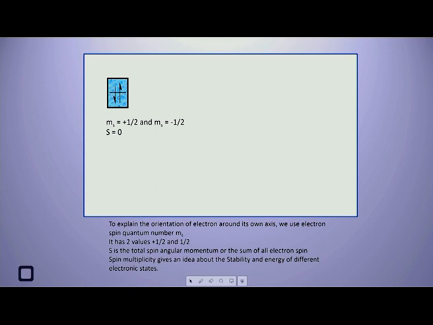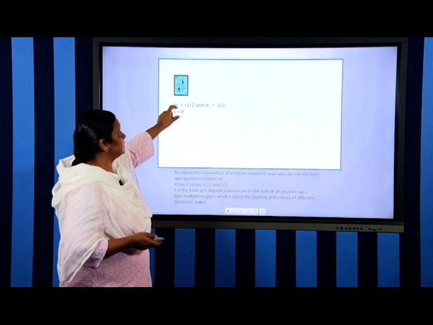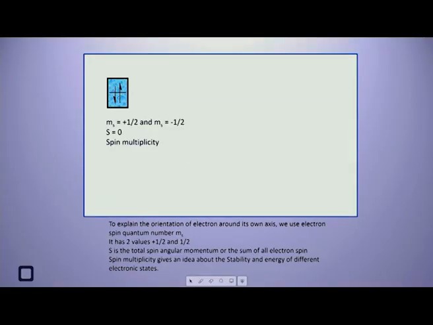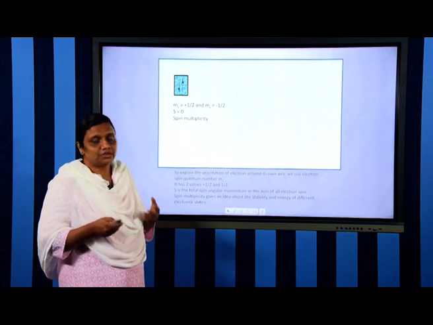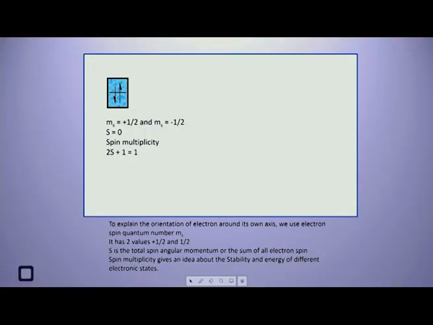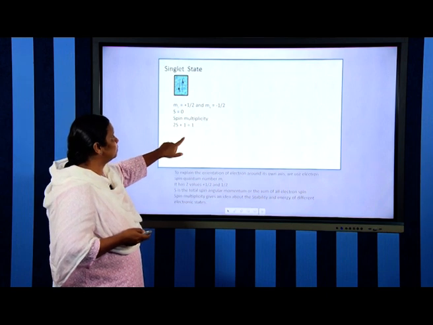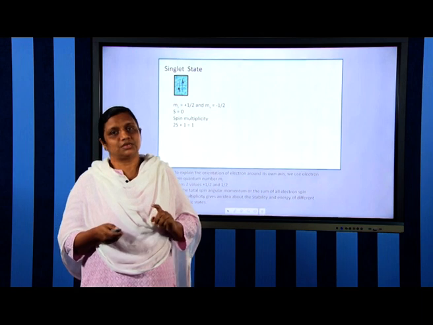Now, the total spin S is the sum of all electron spins. In this case S is equal to 0, because you add plus half and minus half and you get 0. From the total spin you get what is called spin multiplicity. Spin multiplicity helps us get an idea about the stability and energy of the electronic states. It is calculated using the equation 2S plus 1, where S is the total spin angular momentum. When the electrons are paired with opposite spin, S is 0 and the spin multiplicity is equal to 1, and we say the electronic state is the singlet state.